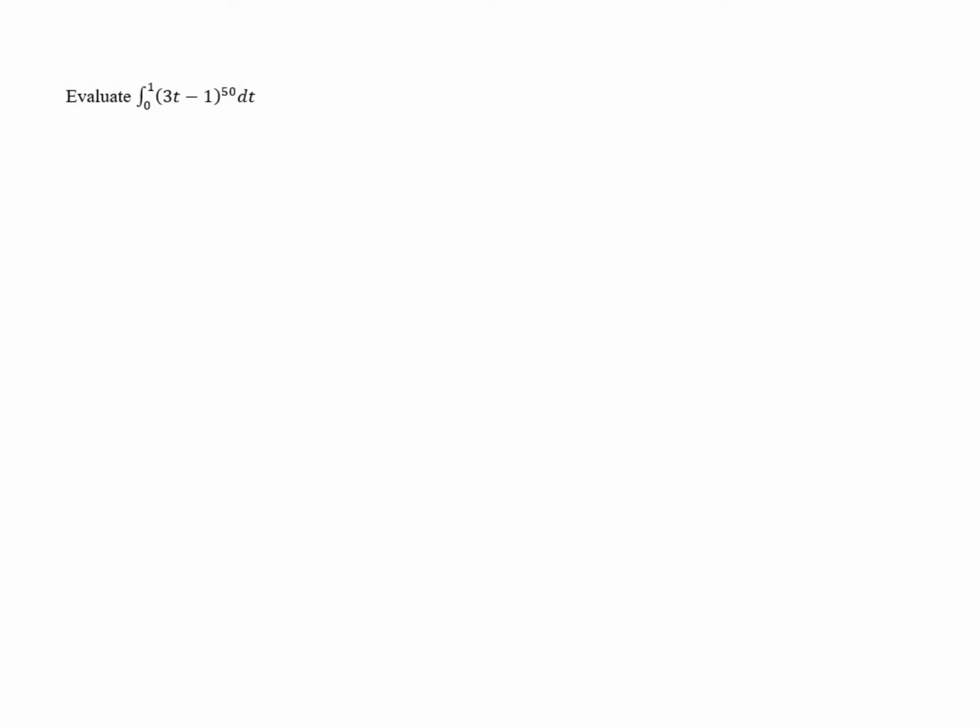Evaluate the integral from 0 to 1 of (3t - 1)^50 dt. Now, this is a situation where the substitution rule is going to be very, very useful, because if we didn't have it, we would have to expand (3t - 1) to the 50th power as a polynomial, which would be absolutely insane. But instead, we can make a simple substitution.